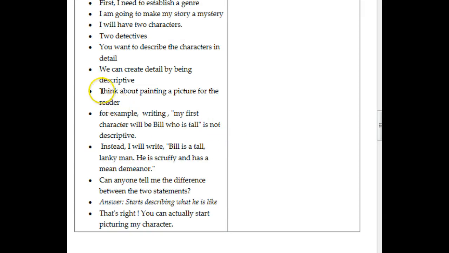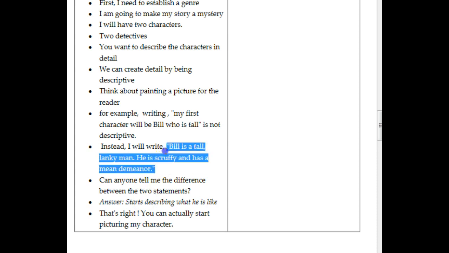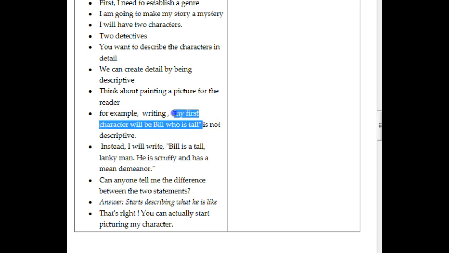You say, think about painting a picture for the reader. For example, I could say this, or I could say this. Can you tell me the difference between the two? One is describing, one's not. Okay, but I don't know why. I'm good enough to identify that this sentence is more descriptive than this sentence. But you know that identification is very low down on the Bloom's taxonomy.